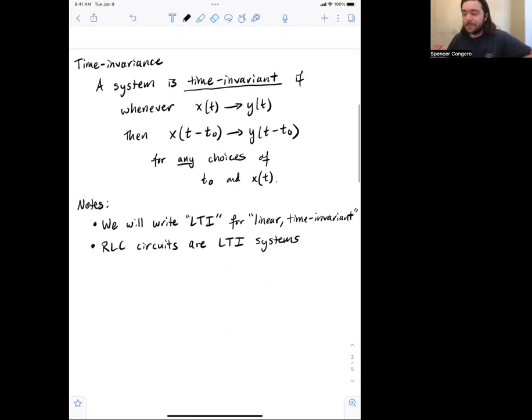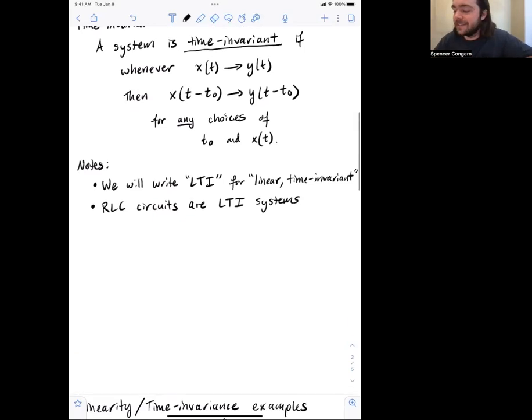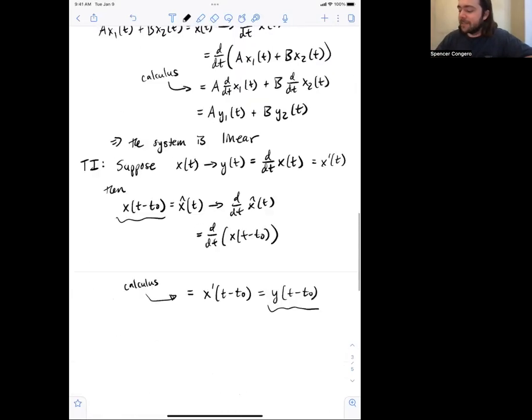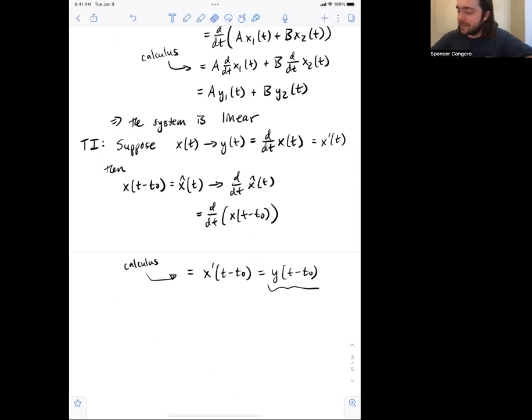Okay, in other words, the system's sort of invariant to time. If I put something in and I know what the output is, and now I just put the same input in, but shifted to a different point in time, it's going to be the same output I got, but shifted by the same amount. So it lines up with how I shifted my input. Like that makes a lot of sense, right? That's a nice property to have. So it turns out it's true for the differentiator.